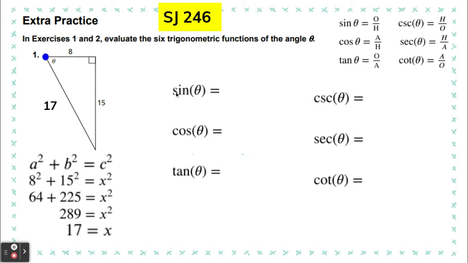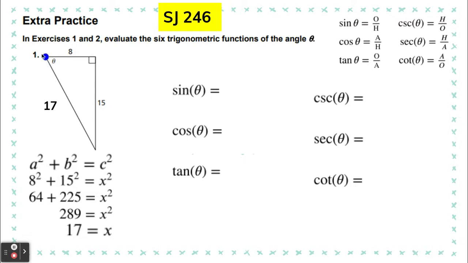Sine and the reciprocal of it: sine starts with an S, the reciprocal of it doesn't. It starts with a C. And then cosine is a C, so the reciprocal of that doesn't start with a C. So I know which one goes with which, okay? So let's start setting this up.